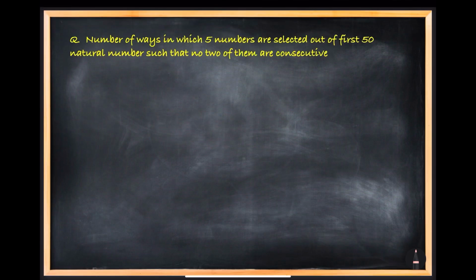Okay, so we got this situation. The number of ways in which 5 numbers are selected out of the first 50 natural numbers. Okay, so look at this point, how we will approach this question. What I will do is suppose that I arrange the first 50 natural numbers.